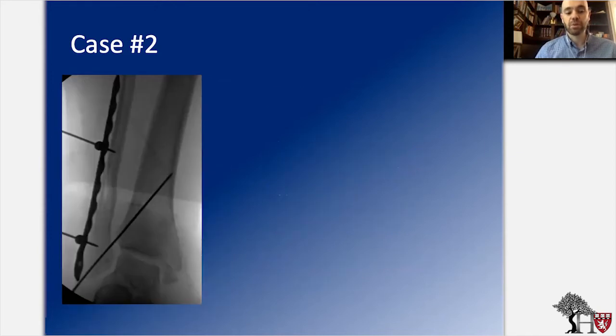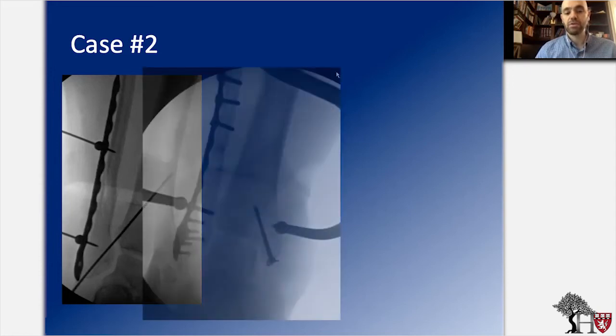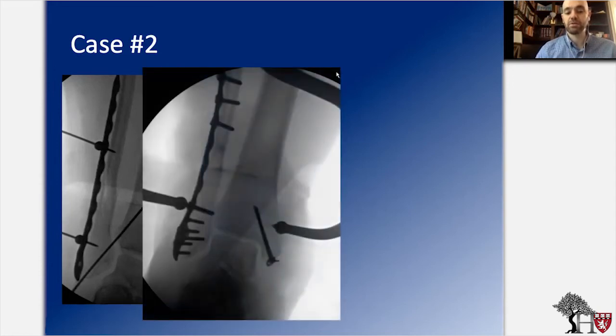And so then you can put your plate on, pin it together. These are olive wires. And then fix your plate as well as the medial malleolus. And then put a tenaculum.